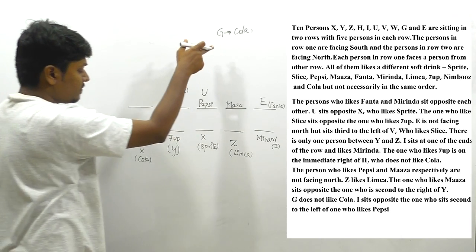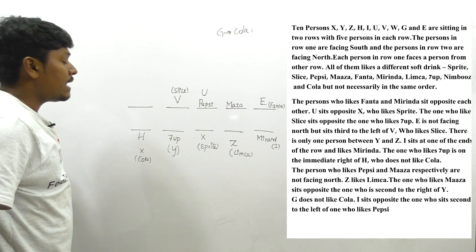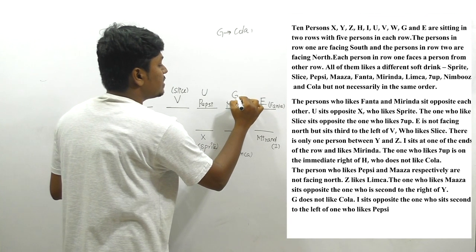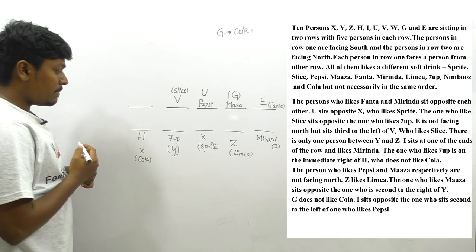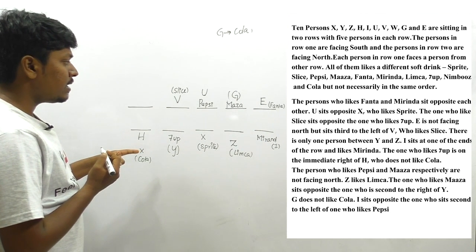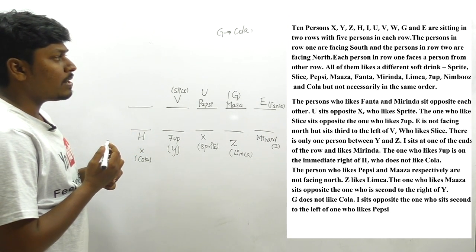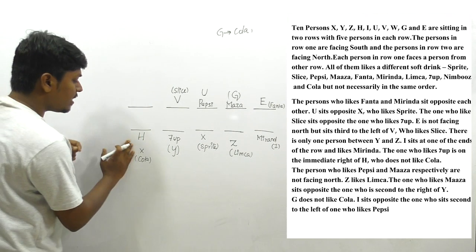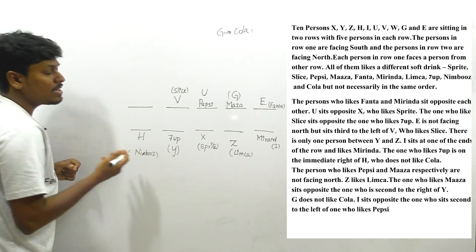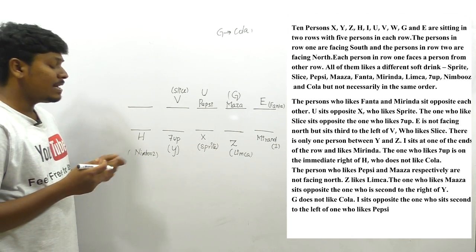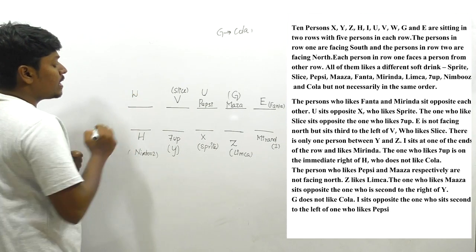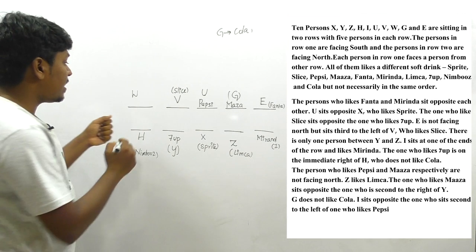Only one thing we have still remaining: G does not like Coca-Cola, and H also does not like Coca-Cola, so I can definitely say that the person G should be Maaza, right? And remaining only one, see friends, what is the juice which is remaining? I think Nimbooz is remaining, right? Nimbooz is remaining, so definitely H should like Nimbooz. Why? Because both the persons are not liking Coca-Cola, so definitely H should like Nimbooz, and only one letter is missing, that is W, right? So the person W should like the remaining Coca-Cola, right?